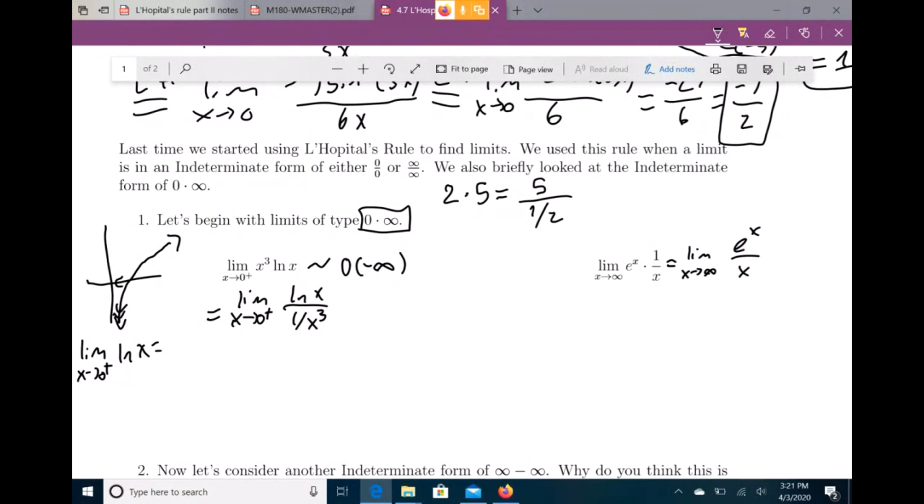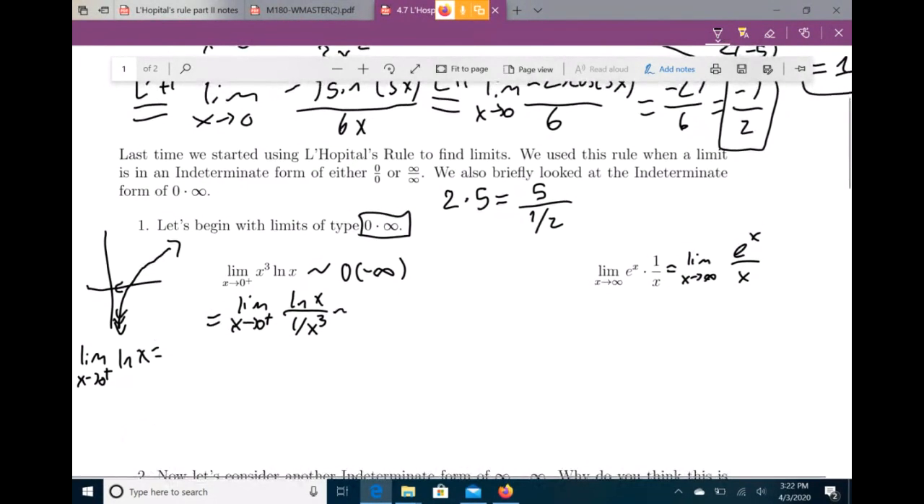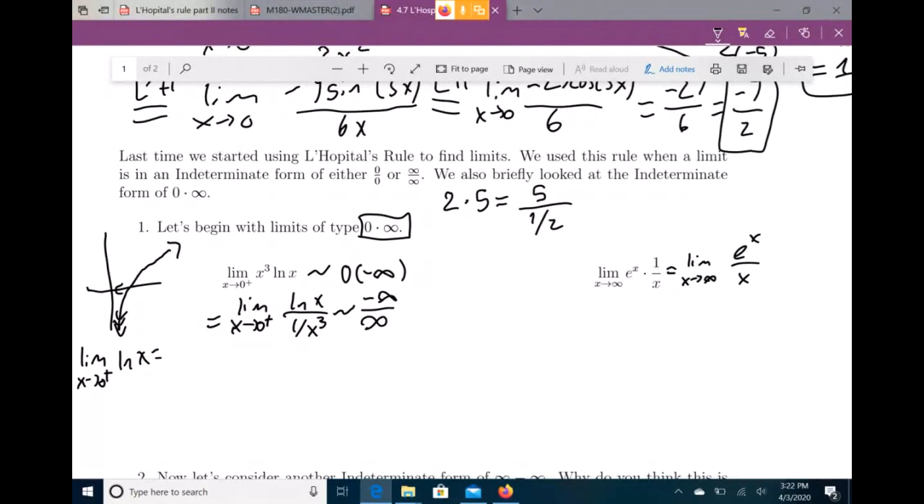Okay, now if I let x go to 0 from the right, as we've seen, the numerator ln x goes to negative infinity. Now the denominator, the full 1 over x cubed term, will go to positive infinity when x goes to 0 from the right. So this now takes the indeterminate form negative infinity over infinity.